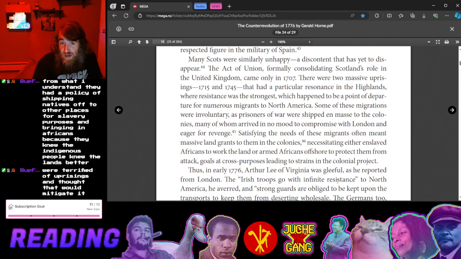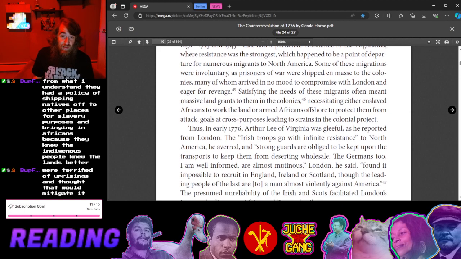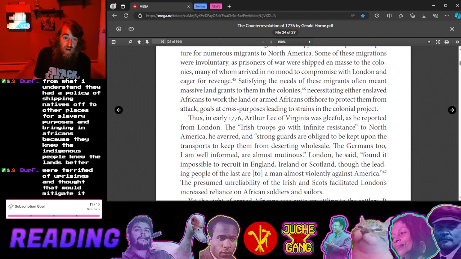Many Scots were similarly unhappy, a discontent that has yet to disappear. The Act of Union formally consolidating Scotland's rule in the United Kingdom came only in 1707. There were two massive uprisings, 1715 and 1745, that had a particular resonance in the Highlands, where resistance was the strongest, which happened to be a point of departure for numerous migrants to North America. Some of these migrations were involuntary, as prisoners of war were shipped en masse to the colonies, many of whom arrived in no mood to compromise with London and eager for revenge.